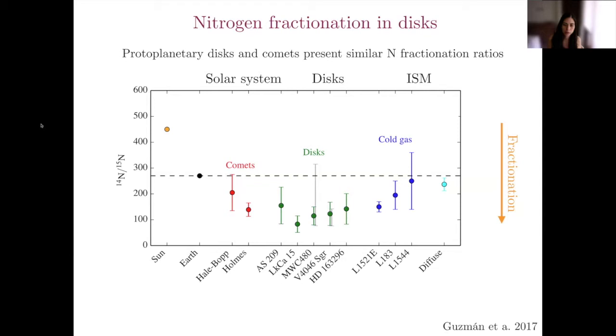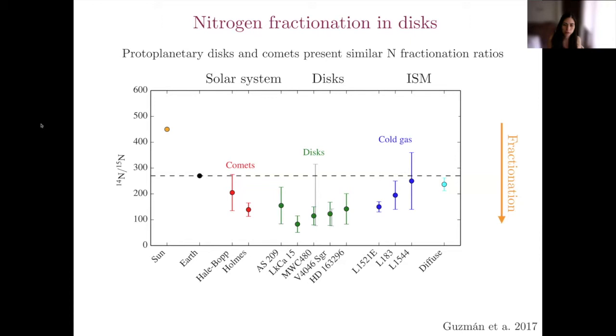So what are the different ways leading to fractionation in disks? Here I have a cartoon of a disk. You have colder temperatures in the midplane, where you have a lot of ices, and then in the atmosphere you have more of a PDR chemistry. So first, everything could be just inherited from the parent molecular cloud. Also, we have fractionation reactions that are important in the cold gas that could enrich HCN in 15N.